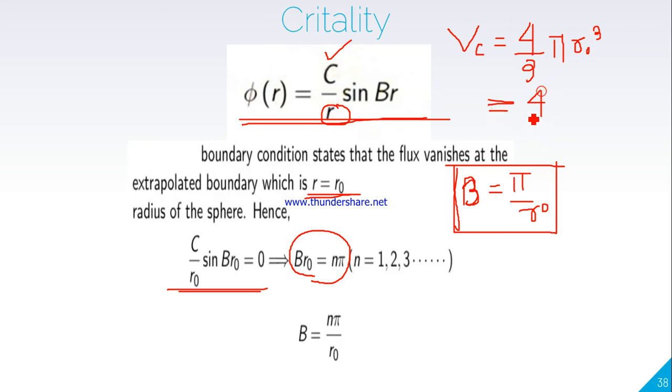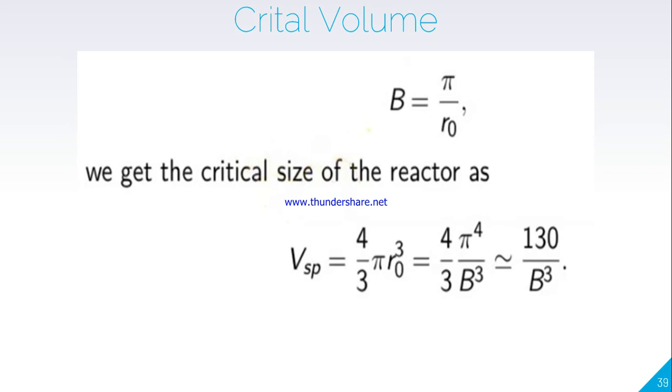So 4 by 3 pi, and here one more pi cube will be coming, so pi to the power 4 by B cube. If you substitute all these things, it is coming approximately 130 by B cube. So this is what I solved, same thing, so it is like this. So this is my critical volume.